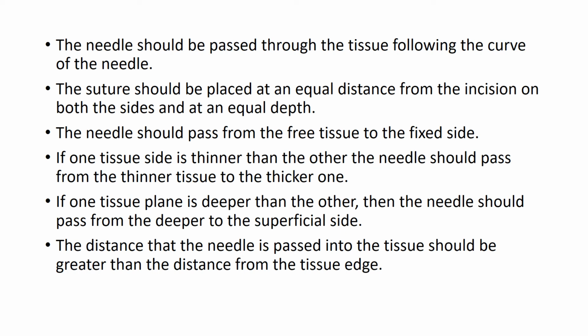Now, let's look at the suturing principles. There are a number of principles that we need to follow in order to get a good suturing result. First, the needle should be passed through the tissue following the curvature of the needle. Second, the suture should be placed at an equal distance from the incision on both sides and at an equal depth. Third, the needle should pass from the free tissue to the fixed side, meaning free to fixed. Next, if one tissue side is thinner than the other, the needle should pass from the thinner tissue to the thicker one.